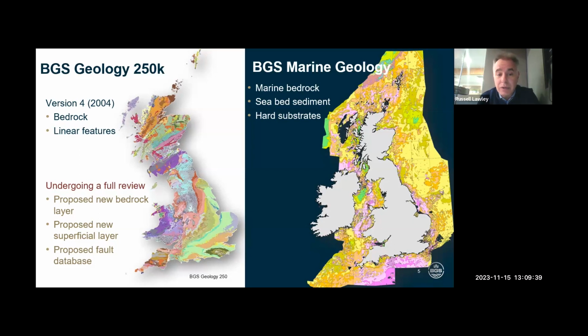So there will be a new bedrock layer and there will be a new superficial layer. The onshore 250K doesn't have a superficial layer, it only has bedrock and linear features. So one of the things we do want to do is improve the superficial cover, which I think will make it even better for regional studies. And we'll also include a new fault database as well, because that will be great for people who want to do regional studies of structure.